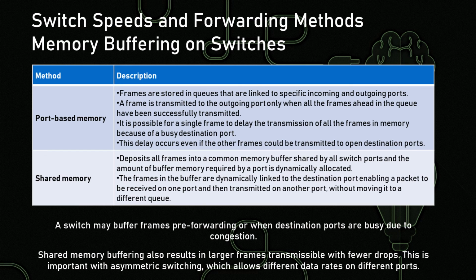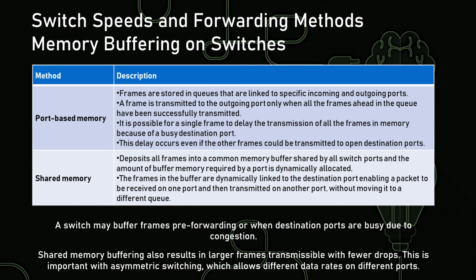Shared memory is a little bit different. We take all of our frames, dump them into a common memory buffer, and then the amount of buffer memory required by a port is dynamically allocated. So if one particular port requires a substantially larger amount of memory, we can still keep a minimum amount on the other ports and allow traffic to continue flowing. So basically we can dynamically link the buffer frames to be able to transmit things from one port to another without having to move it to a different queue.